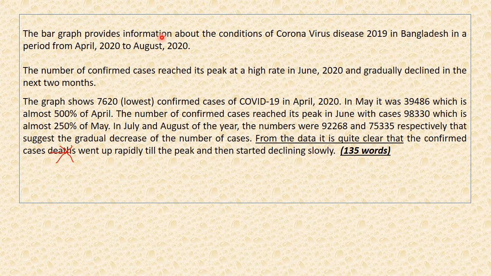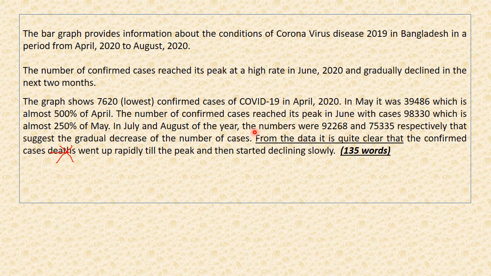The bar graph provides information about the conditions of coronavirus disease 2019 in Bangladesh in a period from April 2020 to August 2020. The number of confirmed cases reached its peak at a high rate in June 2020 and gradually declined in the next 2 months. The graph shows 7,620 lowest confirmed cases of COVID-19 in April 2020. In May, it was 39,486, which is almost 500% of April.